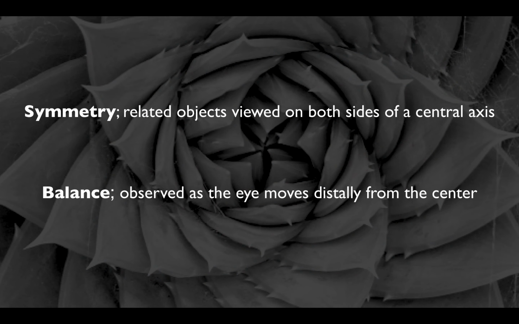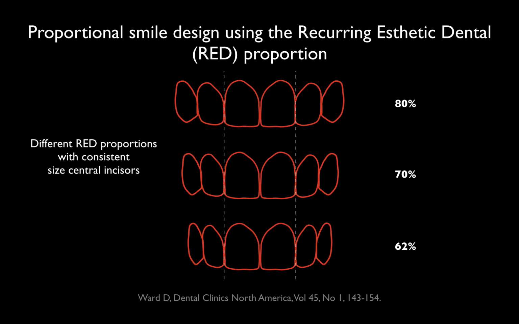So it's important we understand the definitions of symmetry and balance. Symmetry relates to objects viewed on both sides of a central axis. In other words, the closer teeth are to the midline, the centrals, it's critical they be symmetrical. If they're not symmetrical, the look is wrong. Balance is observed as the eye moves distally from the center. So as we move away from the midline, we want balance, but it doesn't have to be symmetrical, and that's an important thing to understand.